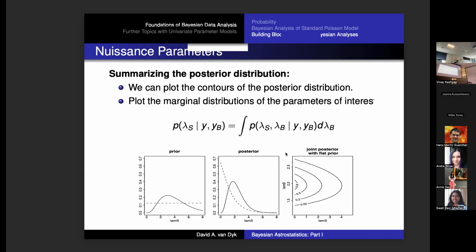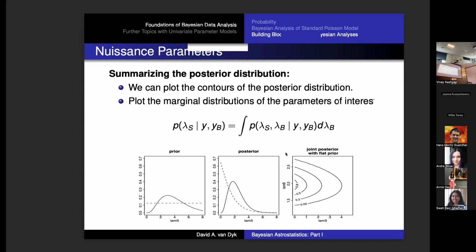But suppose I have data and I can estimate it. I get a posterior distribution for the source expectation and the background expectation, and I get contours, because now there are two parameters. This is the posterior distribution. I have two priors, but that's not really the point here. The solid ones correspond to this: the posterior distribution of lambda S, which I get by just integrating out lambda B.